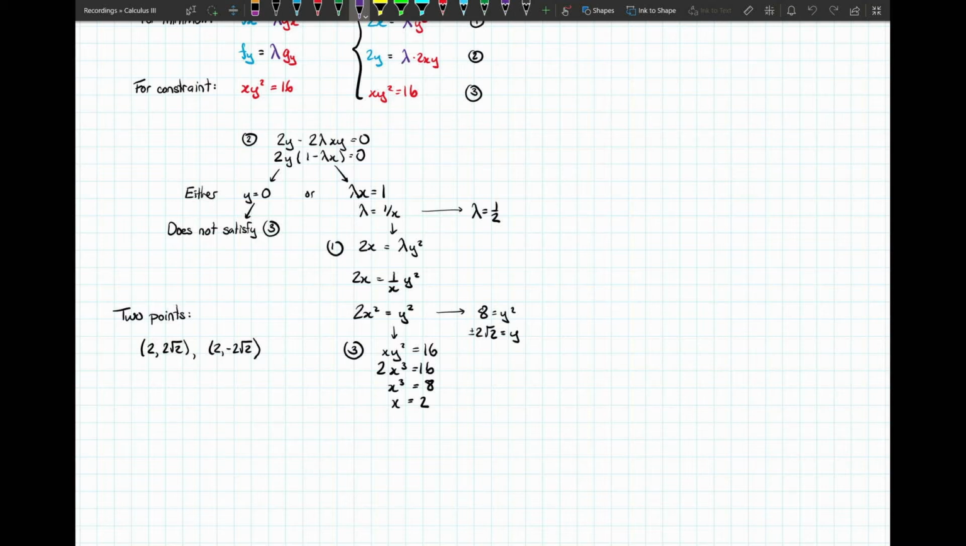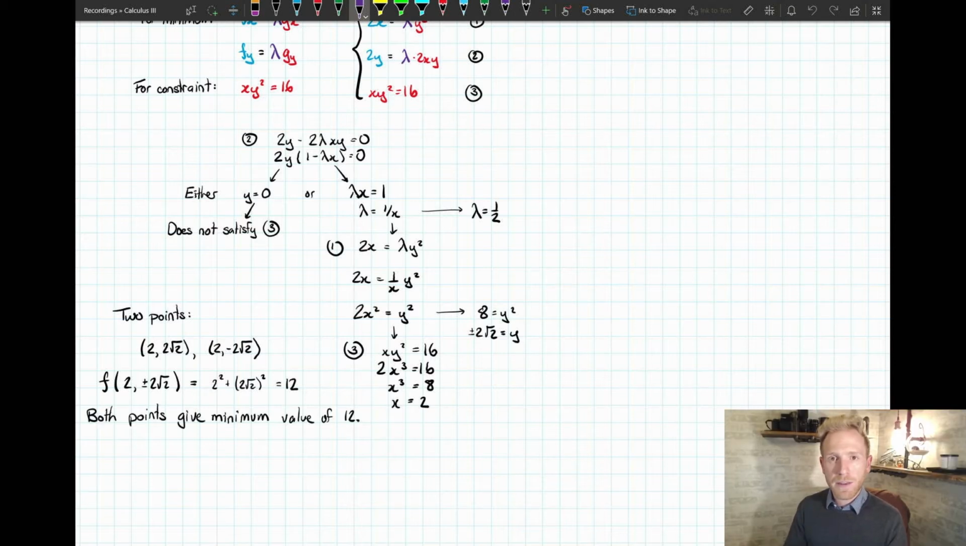Now, what about that minimum value? If we plug both of these points back into the original function f, which was x squared plus y squared, then we see that we get the value of 12. And that corresponds to what we saw in Desmos when we shrunk that circle down to the smallest possible value.